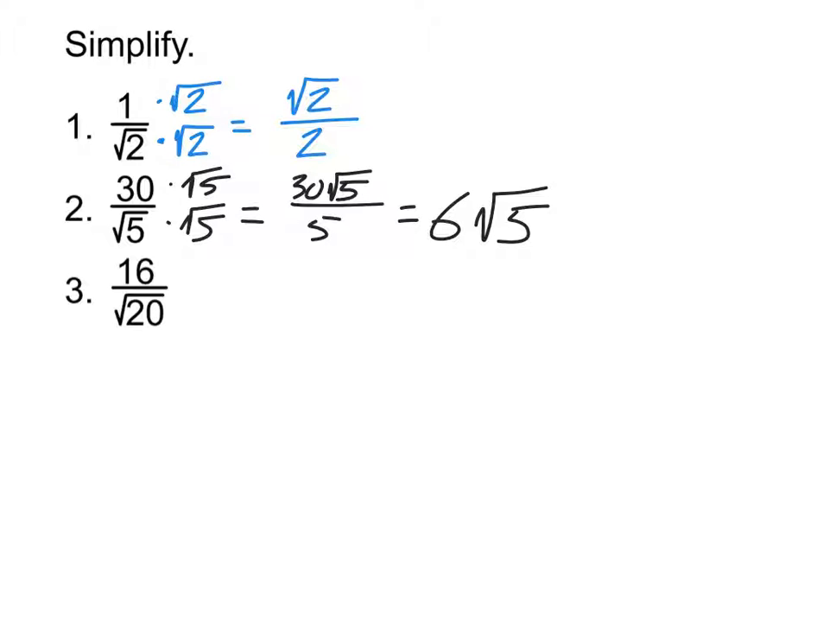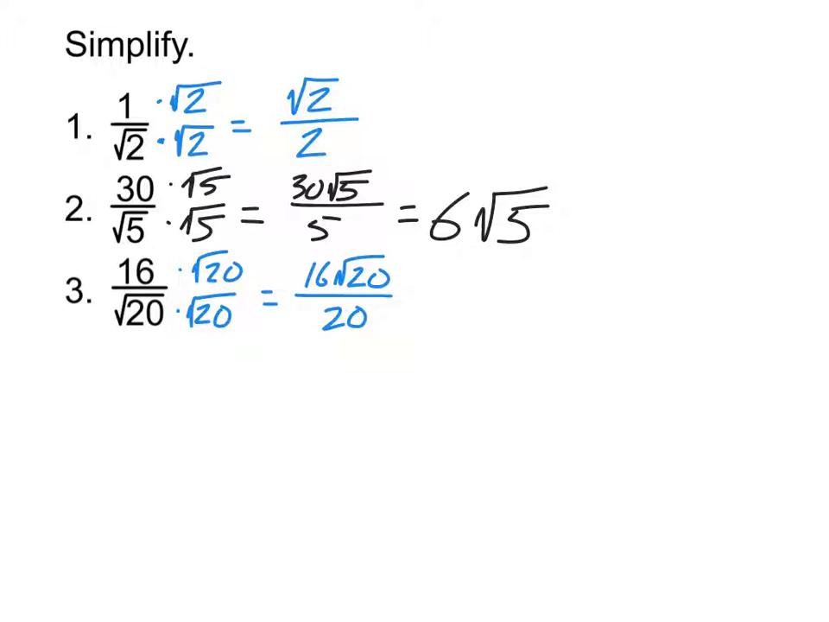And then for the last one, number 3 here. There's actually a couple different ways you could start, but I'm going to start this one the same way I started the others. I'm going to multiply top and bottom by the square root of 20. When I do that, I get 16 root 20 over 20.